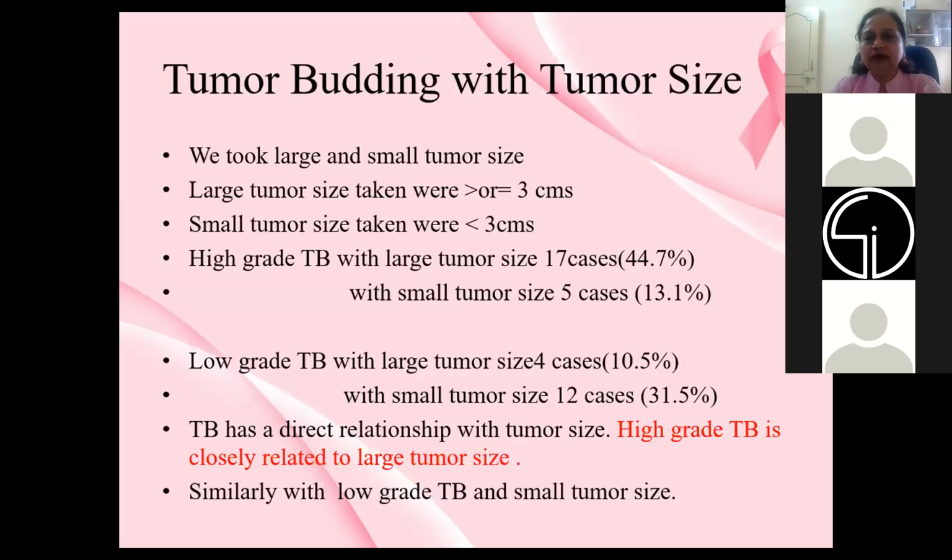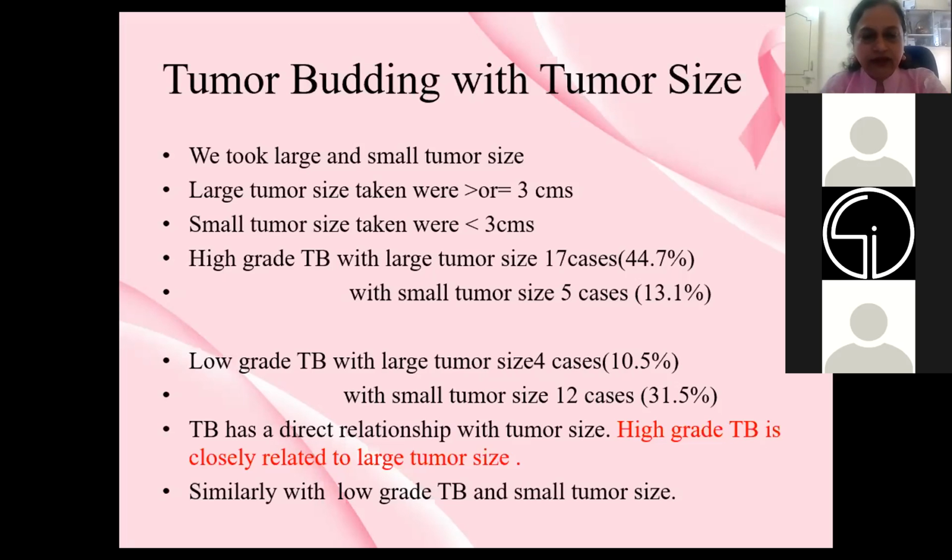So coming to tumor budding with tumor size. We took large and small size tumors. Large tumor size was taken where it was equal to or more than 3 centimeters. Small tumor size was taken when it was less than 3 centimeters. High-grade tumor budding with large tumor size was seen in 17 cases, accounting for 44%, with small tumor size in 5 cases, accounting for 13% of the cases. Now, low-grade tumor budding was seen in large tumors in only 4 cases, while with small tumors we saw it in 12 cases, accounting for 31.5%.